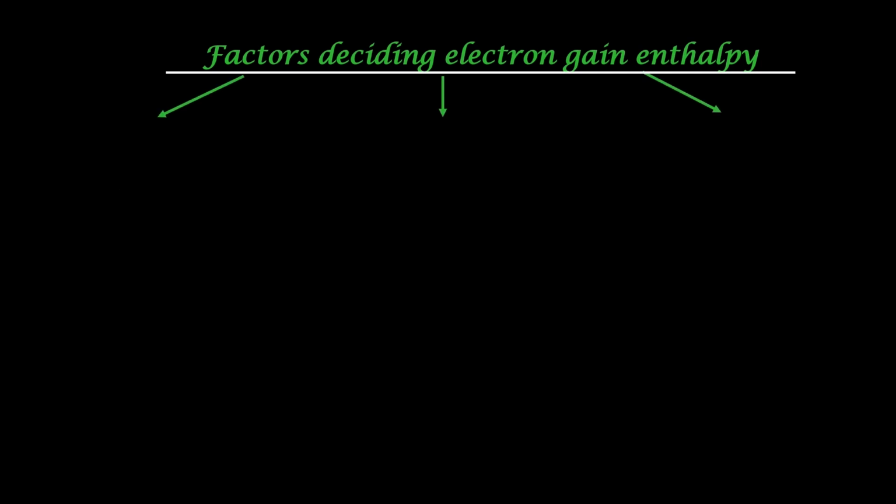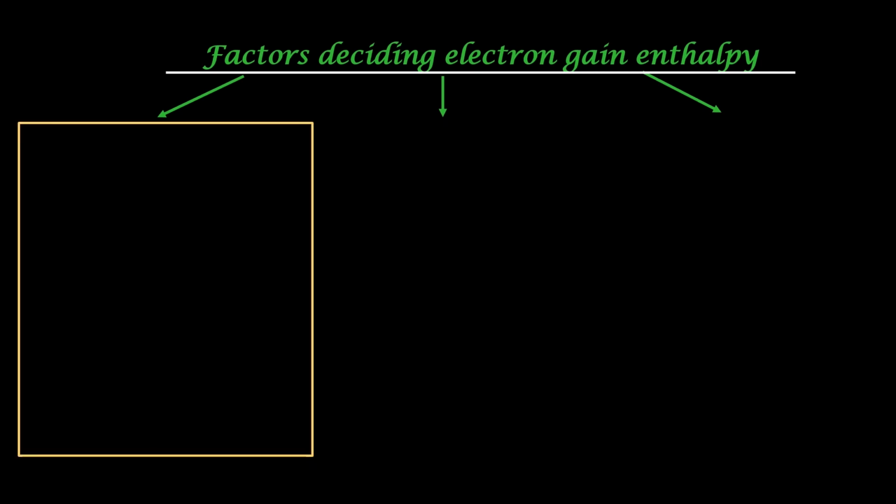Three important factors decide the electron gain enthalpy. They act in combination. That is, one single factor alone does not decide. All these three factors act together and decide the electron gain enthalpy of an element. The first one is atomic size.